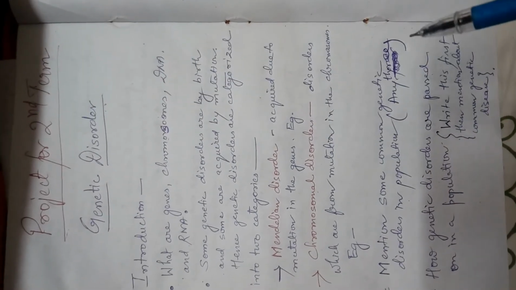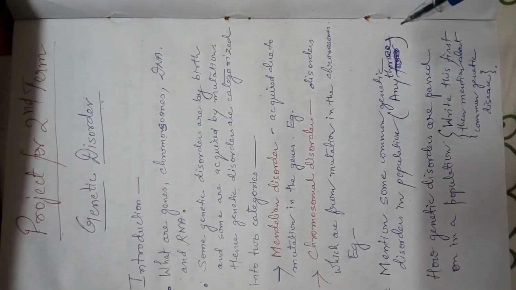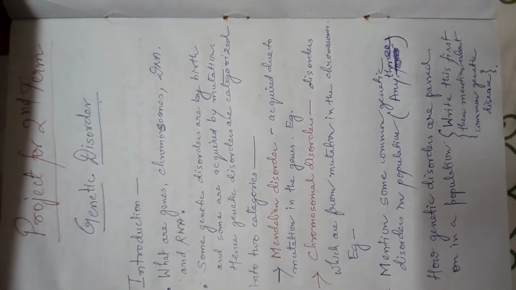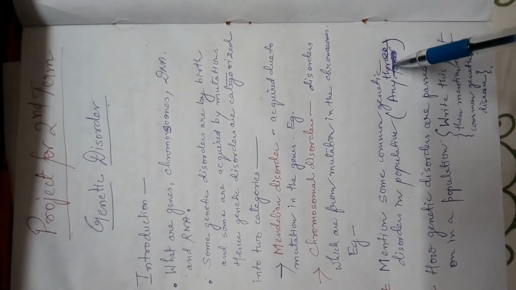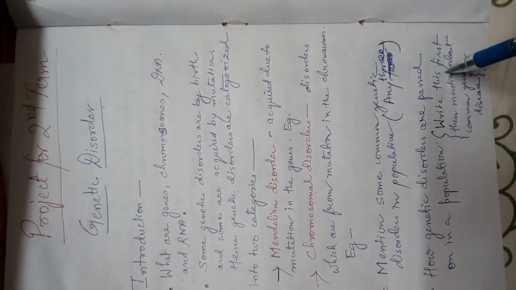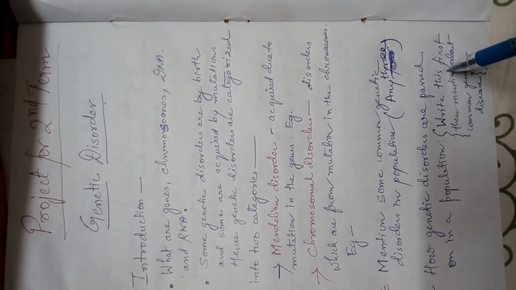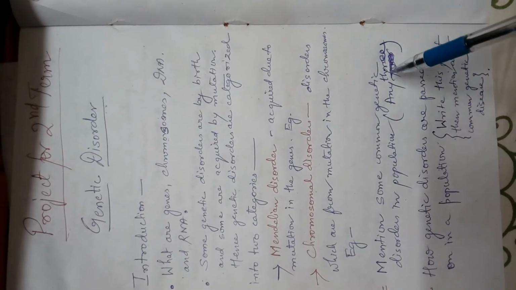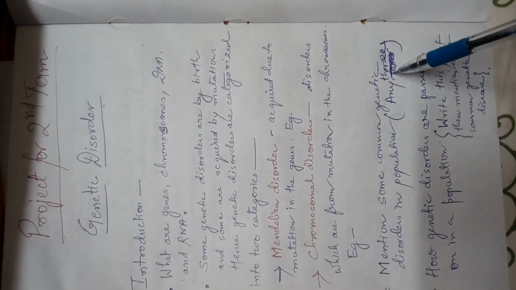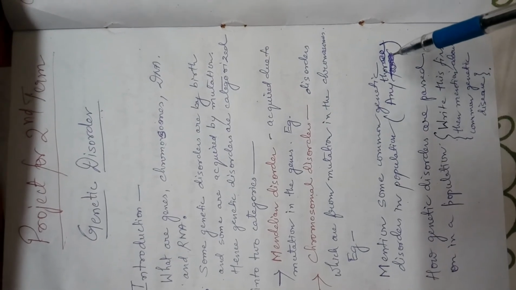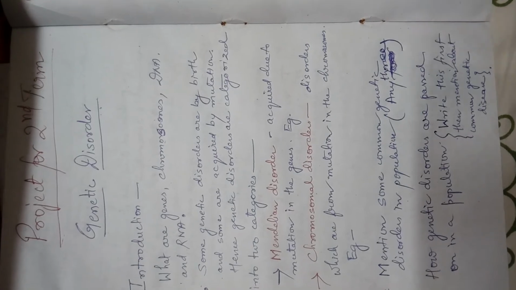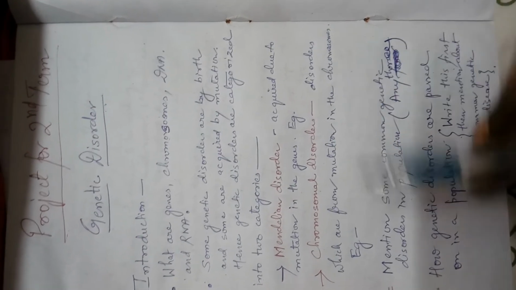So one should be from those given in the book, and two genetic disorders you have to write which are not given in the book, some common genetic disorders which occur in the population. So first write how these genetic disorders are spread in a population, and then you have to mention three common genetic disorders. One from the book, you can take help from the book, and two you have to write by yourself.